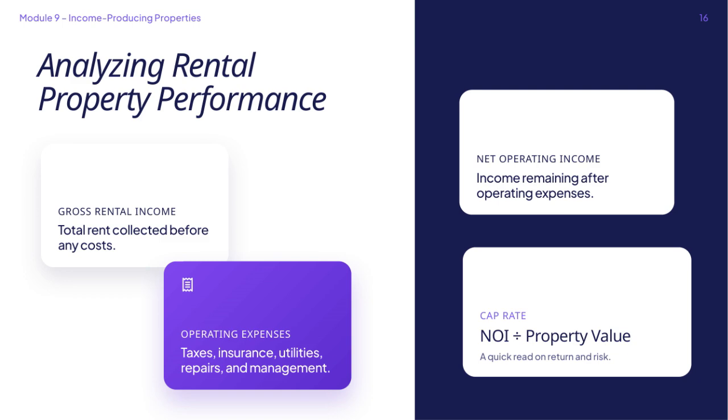Once we subtract operating expenses from the gross rental income, we get the net operating income, or NOI. This figure represents the income left over after covering the property's basic costs. It's a key indicator of the property's profitability. Finally, the capitalization rate, or cap rate, is calculated by dividing the NOI by the property's value. The cap rate gives you a quick snapshot of the potential return on investment, as well as the associated risk level. Understanding these terms is crucial for making informed decisions about income-producing properties.